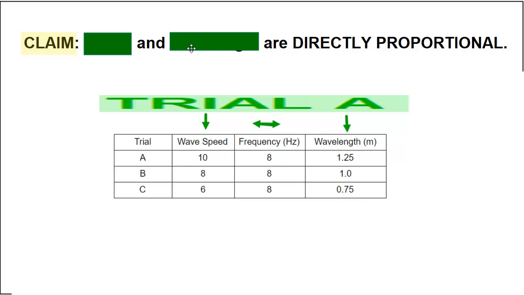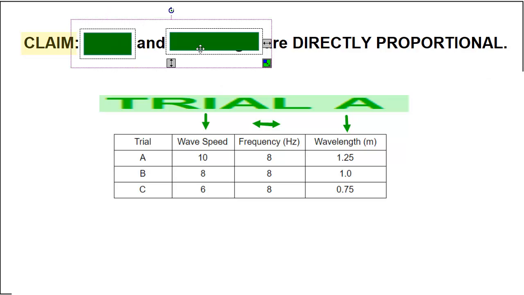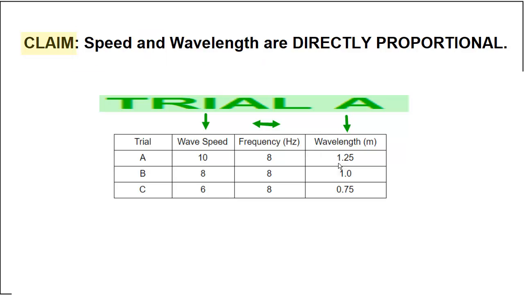So now don't just write it is directly proportional, or they are directly proportional, or the table is directly proportional, because really you're looking at these two variables. You have to write down the two variables you're talking about. And notice how we're not talking about frequency, because frequency is constant. We're talking about the other two variables. So what two words go in here? Speed and wavelength. This whole claim evidence reasoning is about speed and wavelength. Speed and wavelength are directly proportional.